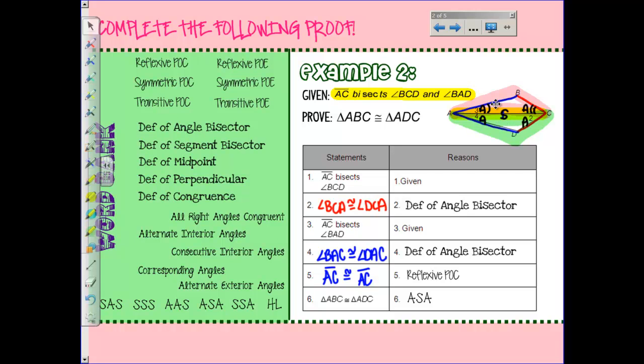Very important that you make sure when you're dealing with the properties that you're given, when you have that angle, side, angle, you don't say angle, angle, side instead, because you go the wrong way. Okay?